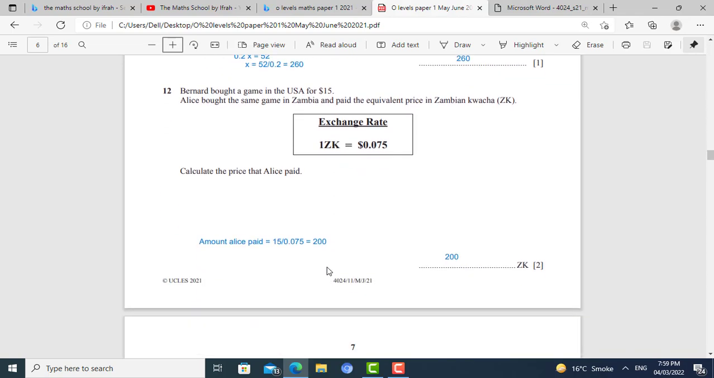Okay, let's have a look at another question. Bernard bought a game in the USA for $15. Alice bought the same game in Zambia and paid the equivalent price in Zambian kwacha. Now the exchange rate is 1 Zambian kwacha is $0.075. Calculate the price that Alice paid. Now the amount that Alice paid is 15 over 0.075, that is 200 Zambian kwacha. She paid 200 Zambian kwacha. This is basically a question of exchange rate.